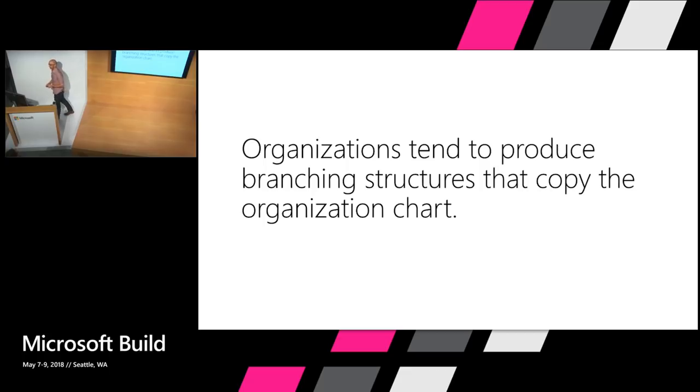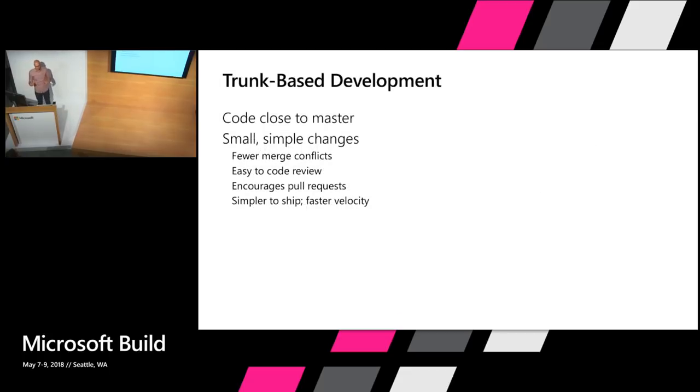What we now recommend on the VSTS team is a trunk-based development strategy. The idea is that you code in master or close to master, and you make small, simple changes and get them integrated into the master branch as quickly as possible. The goal here is to have fewer merge conflicts. It enables code review because you're looking at smaller chunks, right? It's really hard to code review thousands and thousands of lines of changes. It's much easier to code review a small chunk. This will let you ship faster and get your code to your users faster.